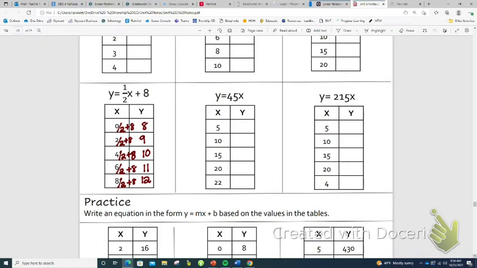When we look at the next 2 examples, we can see that there's no bonus number. There's no plus anything, so all we have to do is multiply x by that coefficient. So we're going to be multiplying all these x values by 45. And then that is all, since there's no plus or minus anything. And then on the next example, we're going to be multiplying them by 215. And we don't have to add anything.